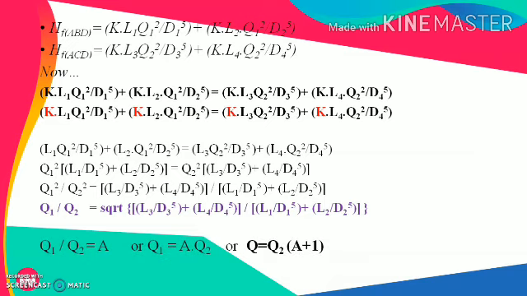Now we will replace this term Q1 upon Q2 as A. So Q1 upon Q2 becomes A. So in other words, Q1 equals A times Q2. Now, as we are aware, Q equals Q1 plus Q2. If we replace Q1 as A Q2, the ultimate equation becomes Q equals Q2 in bracket A plus 1.